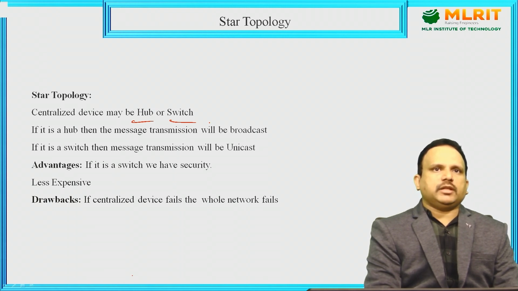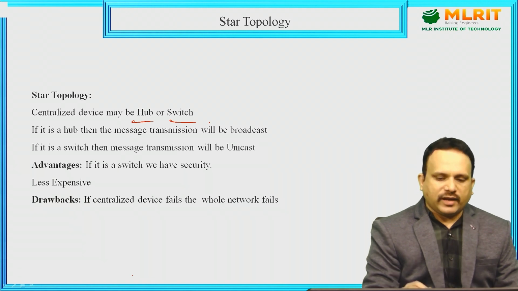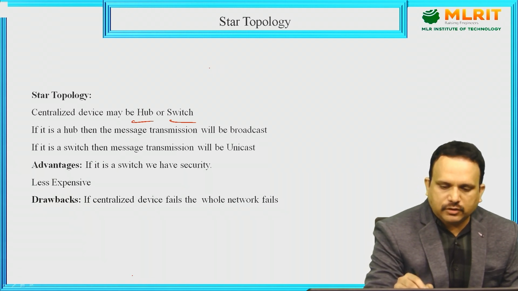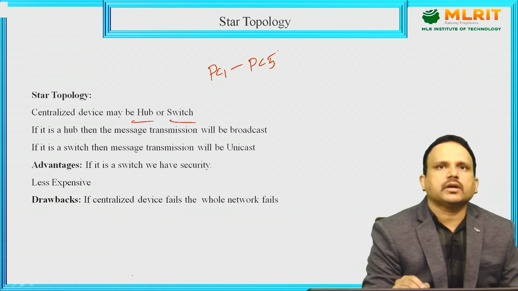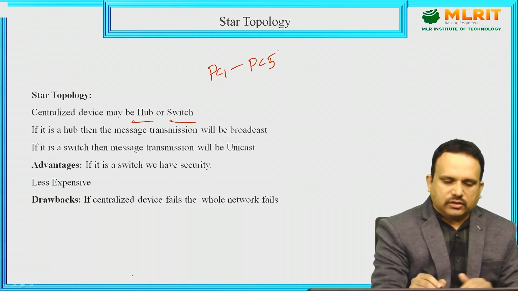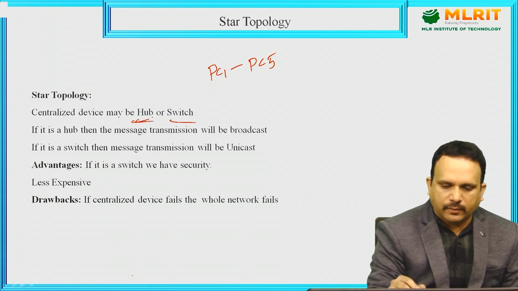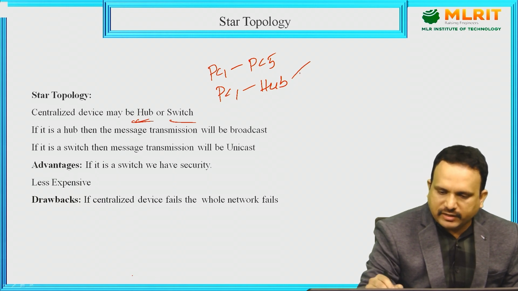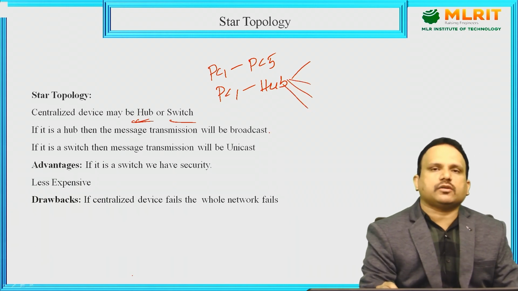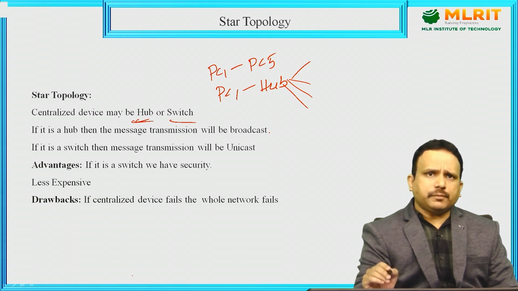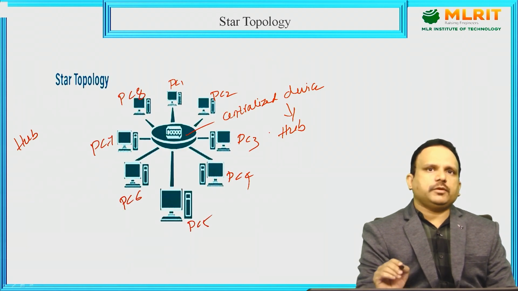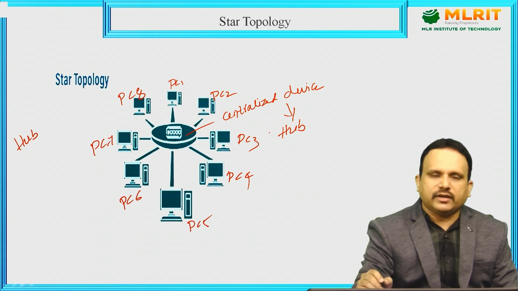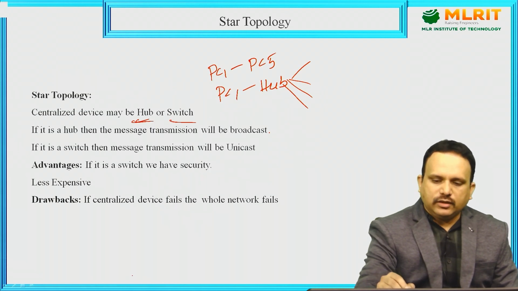If it is a hub, then the message transmission will be broadcast. Say for example, personal computer 1 wants to send data to personal computer 5. How will the data transmission happen with a hub? PC1 will transmit the data to the hub, and from the hub the data will be transmitted to all the systems that are connected across the cable. So it is going to reach PC2, PC3, PC4 and so on, all the devices, and finally it reaches PC5.